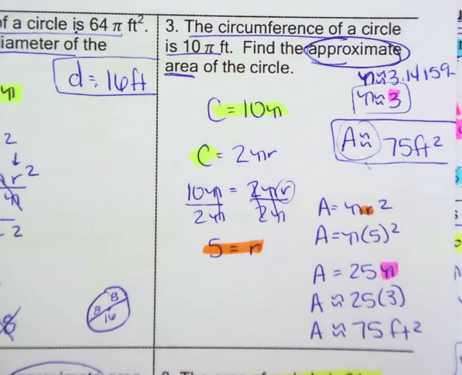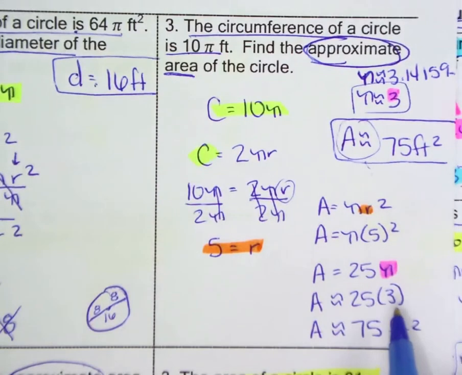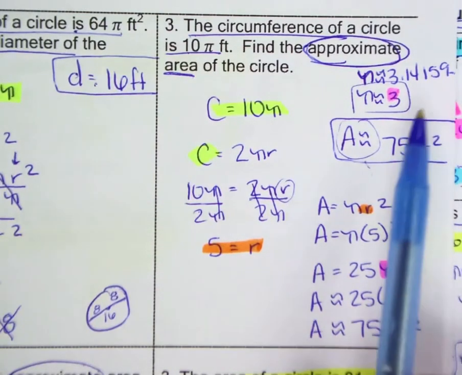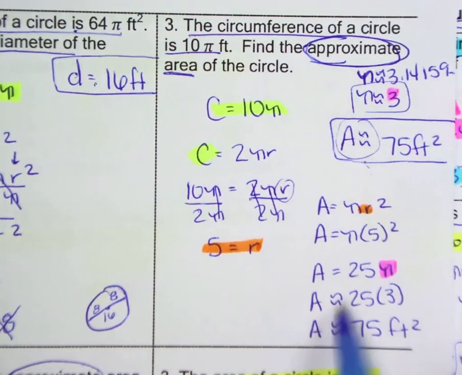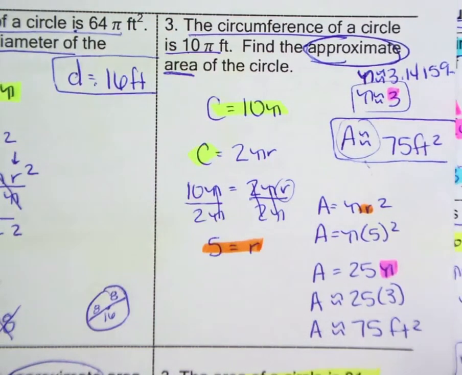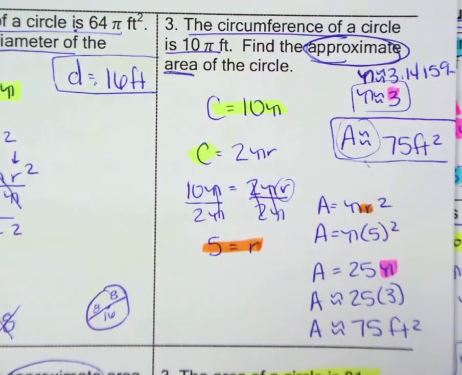Again, pi is a number, and so we substitute in something like 3, so we know it's going to be close to 75. It's actually going to be a little bit bigger than 75, but we know it's going to be approximately 75 feet. Okay, go ahead and do your practice and check your answer keys.